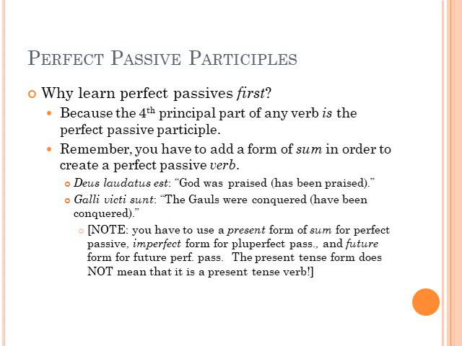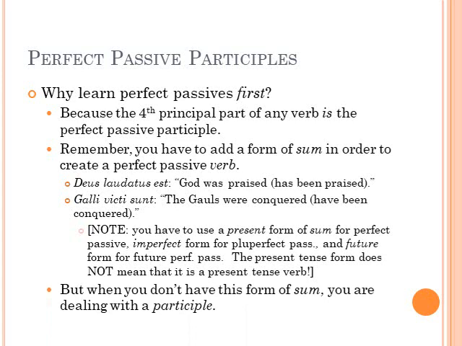Note, you have to use a present form of sum for a perfect passive. You use an imperfect form for a pluperfect passive, and a future form for a future perfect passive. The present tense form does not mean that it is a present tense verb. That is a problem that some of you are still having. You've got to nip that in the bud. When you see that perfect passive participle form, you're going to be dealing with either a perfect participle or a perfect verb. So don't get confused when you see that present form of the verb sum. It's still a perfect passive verb. When you don't have this form of sum, you're dealing with a participle. That's what we're dealing with throughout lesson 30, and now we're going to be using it throughout the rest of the book.